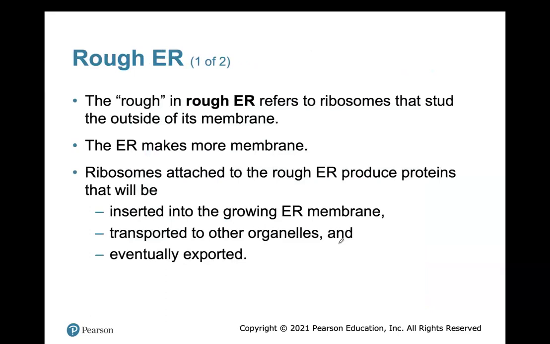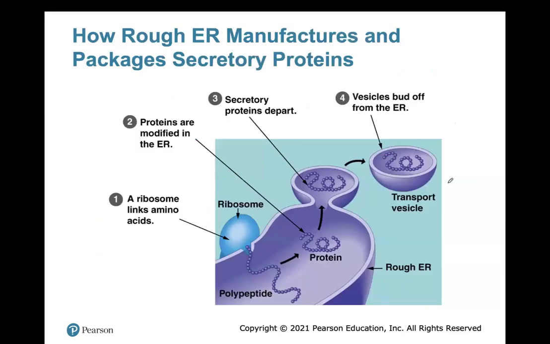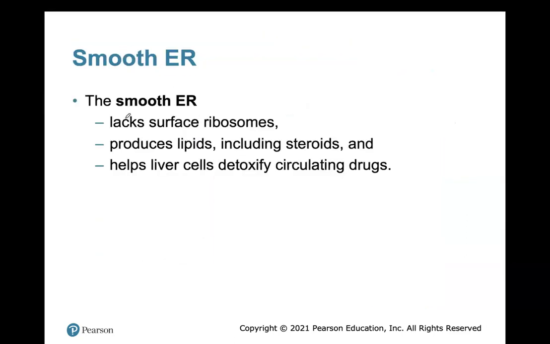So the rough ER makes more membrane. It refers to the ribosomes that stud it. And these ribosomes attached to the rough ER produce proteins that will be inserted into the growing ER membrane or transported to other organelles. So you can see that there. The smooth ER does not have ribosomes. It produces lipids like steroids and helps the liver cells detoxify circulating drugs.